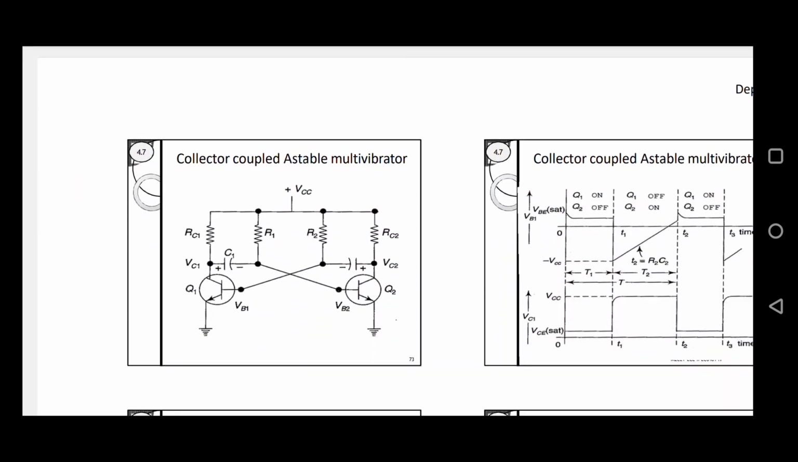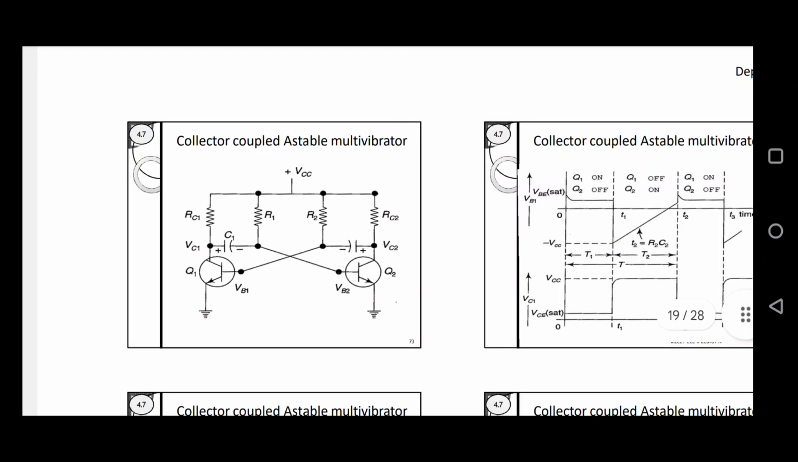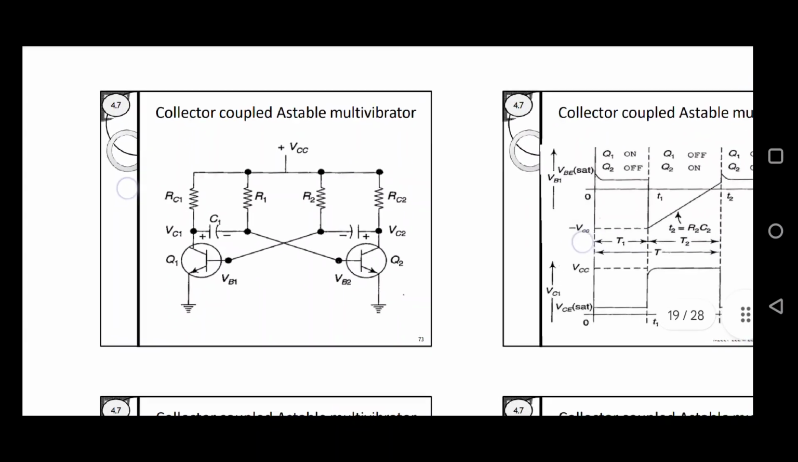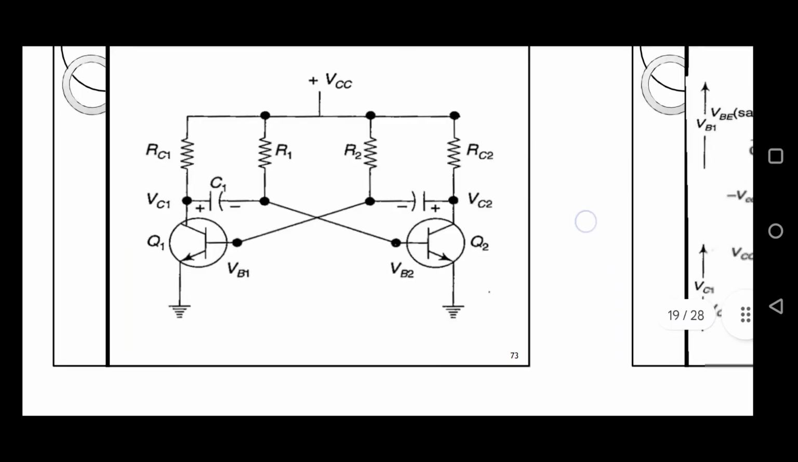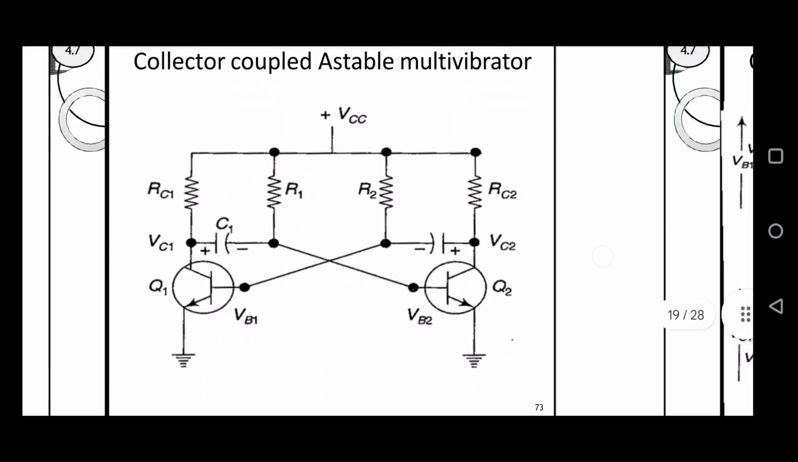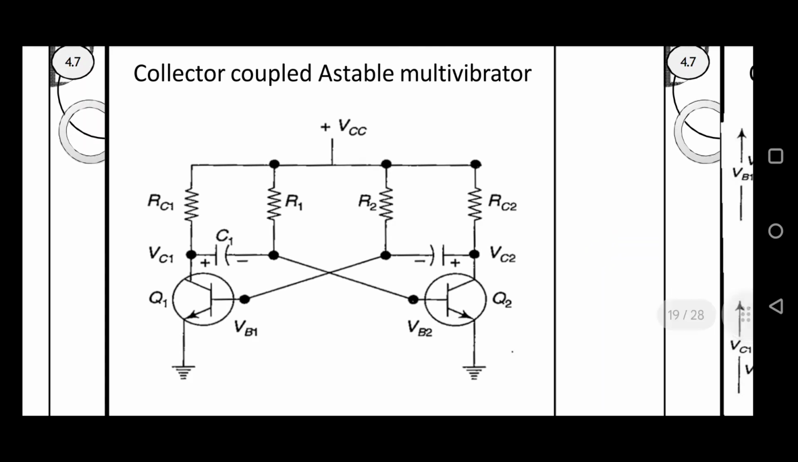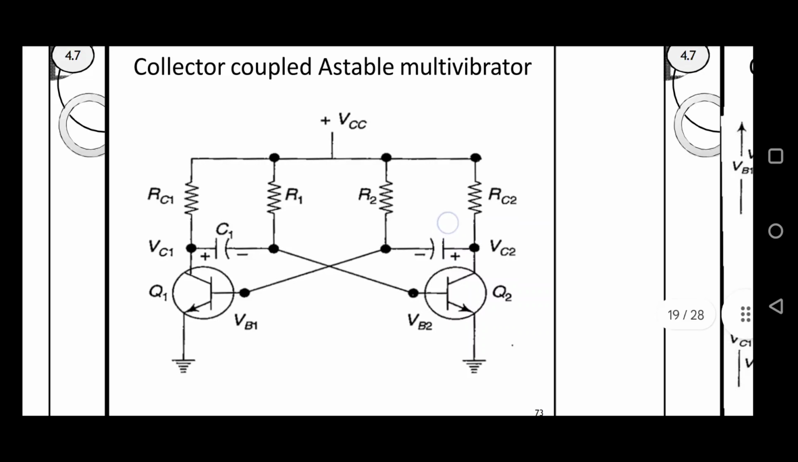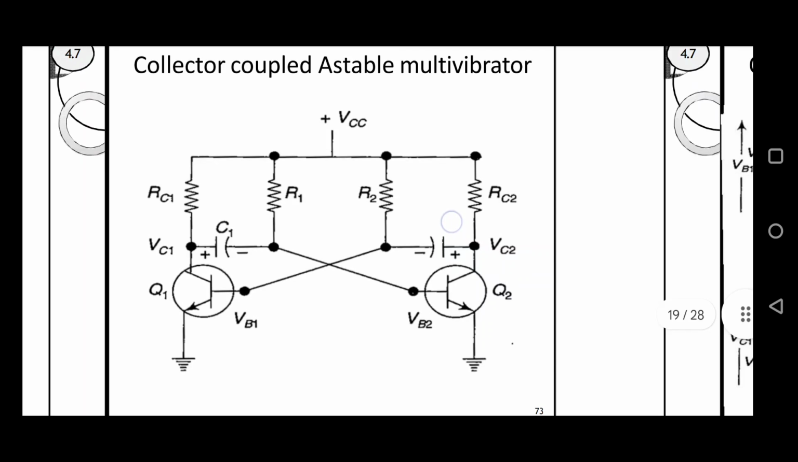Now this is the circuit diagram of the collector coupled astable multivibrator. Just see the circuit here. One small correction, please note it: this capacitor is called C2. I forgot to mention it. Please note it down.